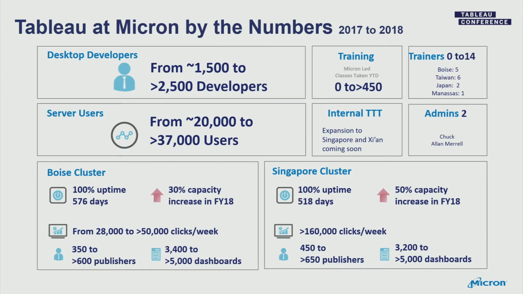Show you how the results ended up. We went from 1,500 developers to 2,500. We had never taught an internal training class, but now we've had 450 people take our classes. We now have 14 trainers. We're up to 37,000 users thereabouts, actually a little more than that, close to 40,000 users on our server. Expanding train the trainers soon to Singapore and Shin. Still the 2 admins, and that's all right.